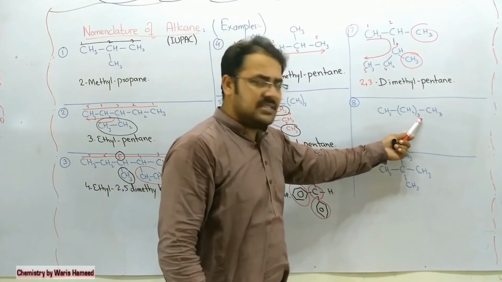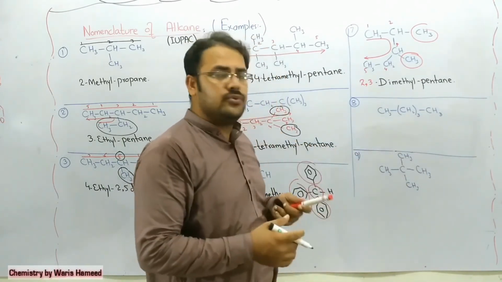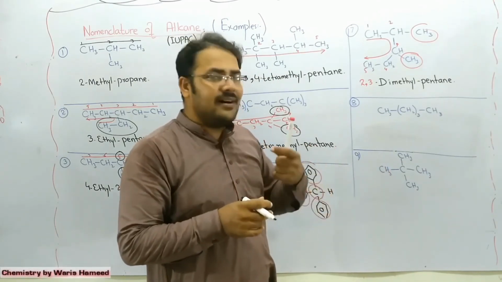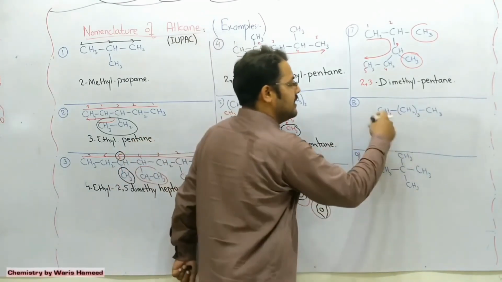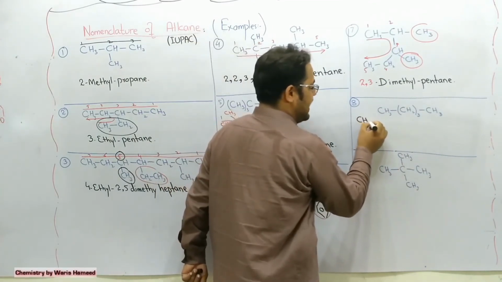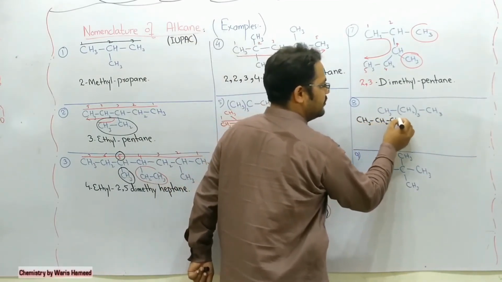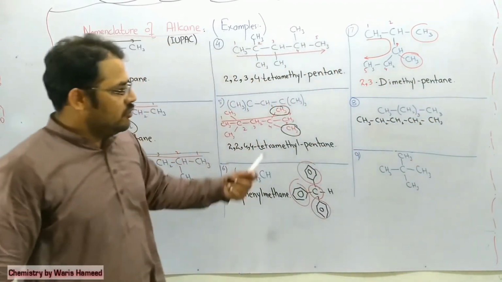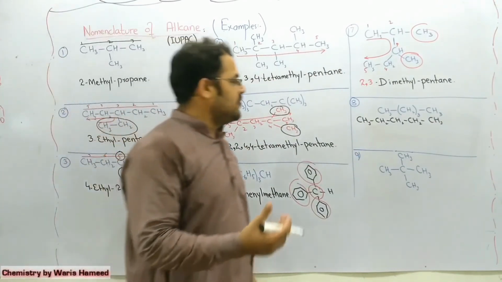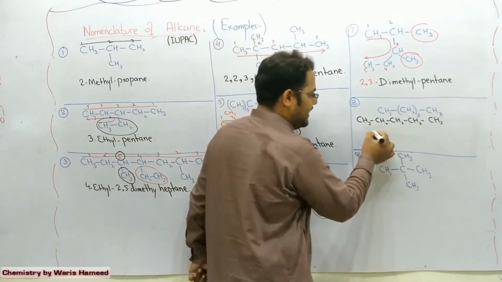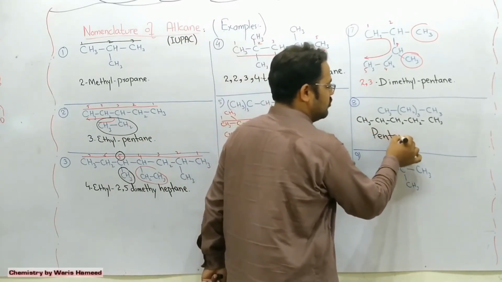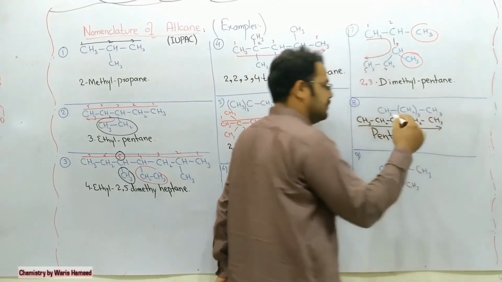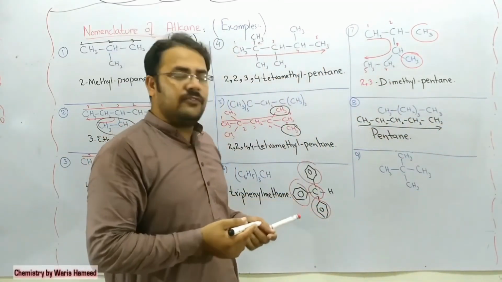In this case, this 3 is showing that CH2 is actually in the form of a series. 3 CH2 groups are here in the form of a series. We have to write it in open form. It will be CH3, CH2, CH2, CH2, and CH3. And we know that a molecule having 5 carbons will be pentane. There is no substitution of any group, so it is the parent chain.